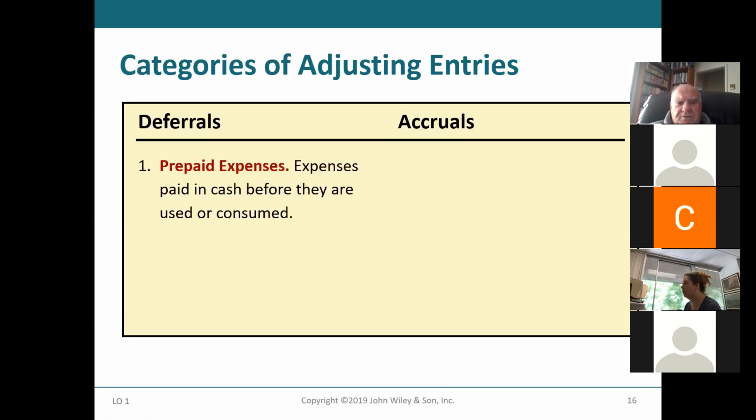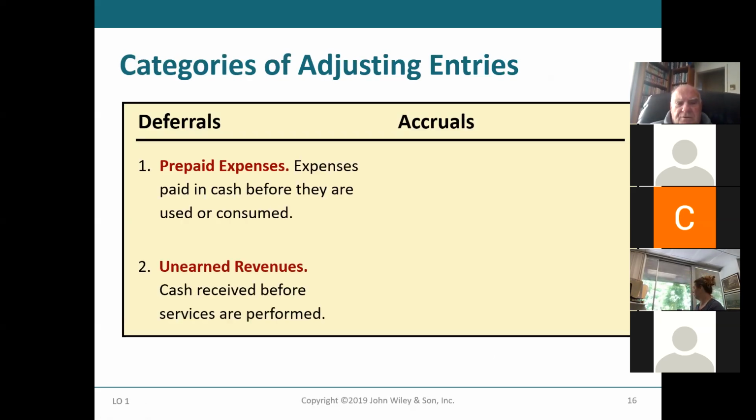Now let's talk about two different types of adjusting entries, okay? Prepaid expenses. This is your insurance policy, right? This is supplies. You bought an insurance policy on August 31st, but that insurance policy does not come into play until September. So at the time you bought the insurance policy, it was an asset. So we're going to talk about the prepaid expenses. We're going to record the expense as the prepaid asset is consumed.